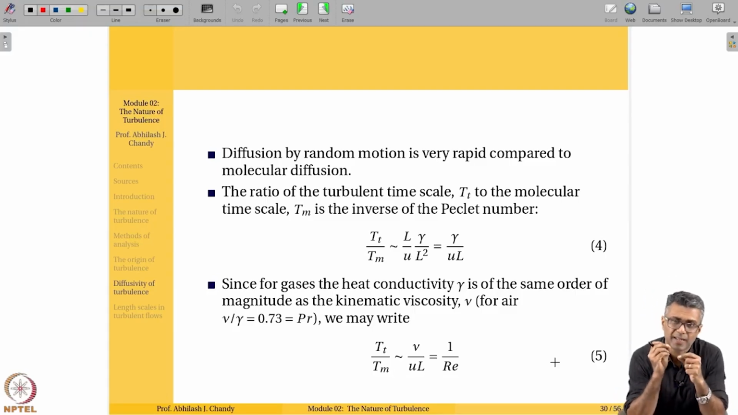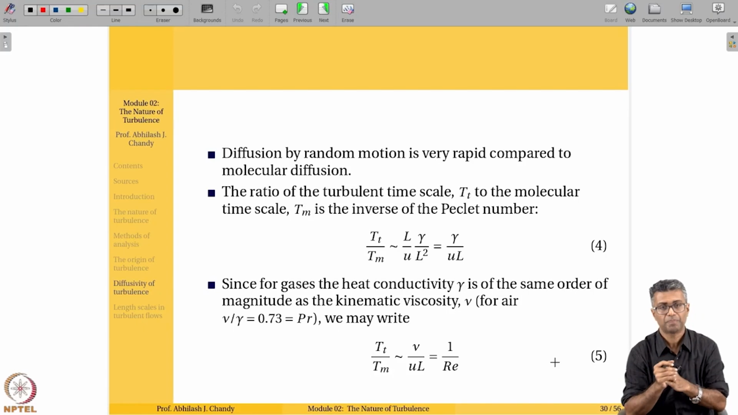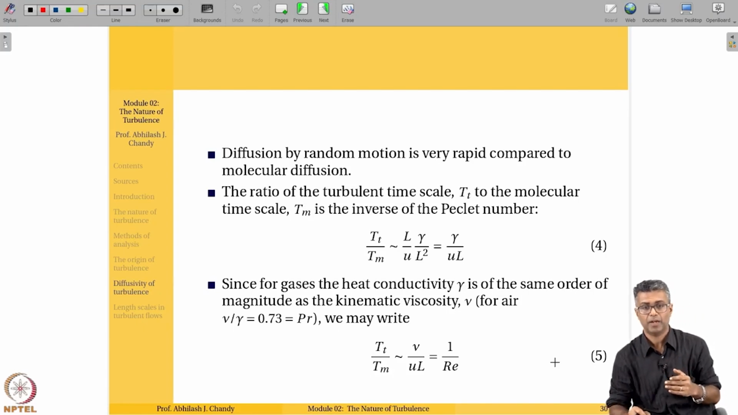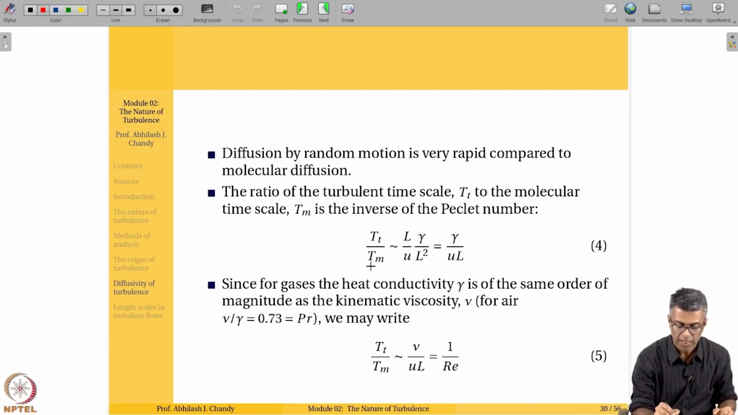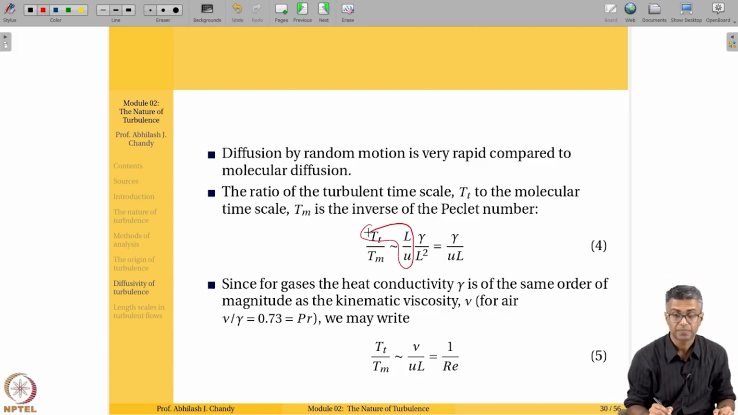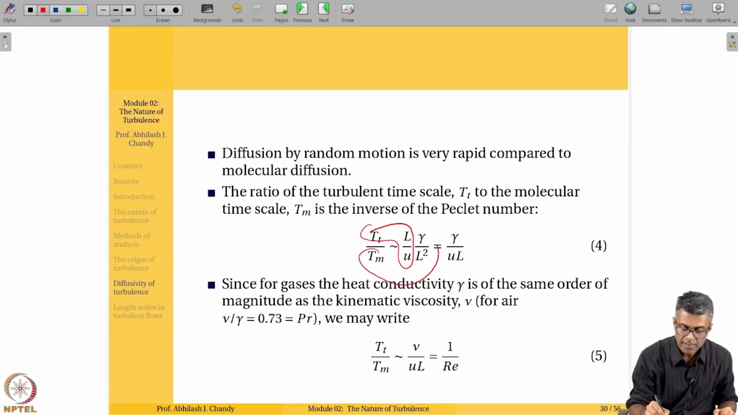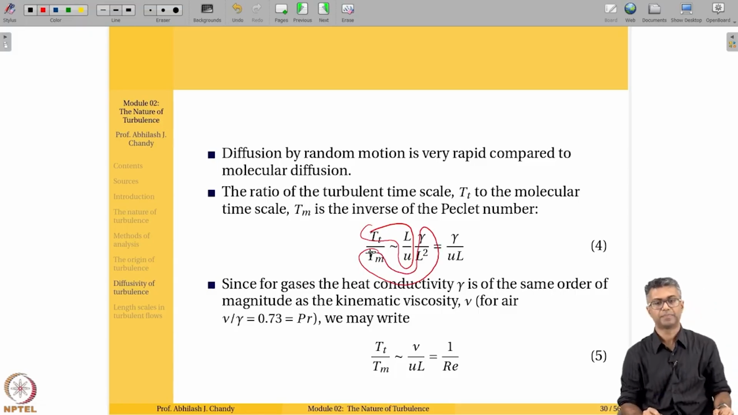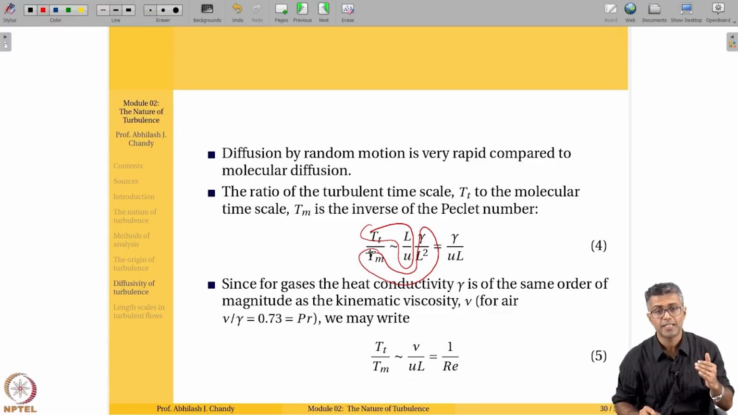So now let's think about these time scales a little bit more. The ratio of the turbulent time scale, Tt, to the molecular time scale, which is Tm, becomes the inverse of the Peclet number. How is that? So I have Tt over Tm. Tt is L over U, isn't it? And Tm is gamma over L squared. Tm is obviously a molecular property, molecular time scale. Tt is a flow property. That's the difference.